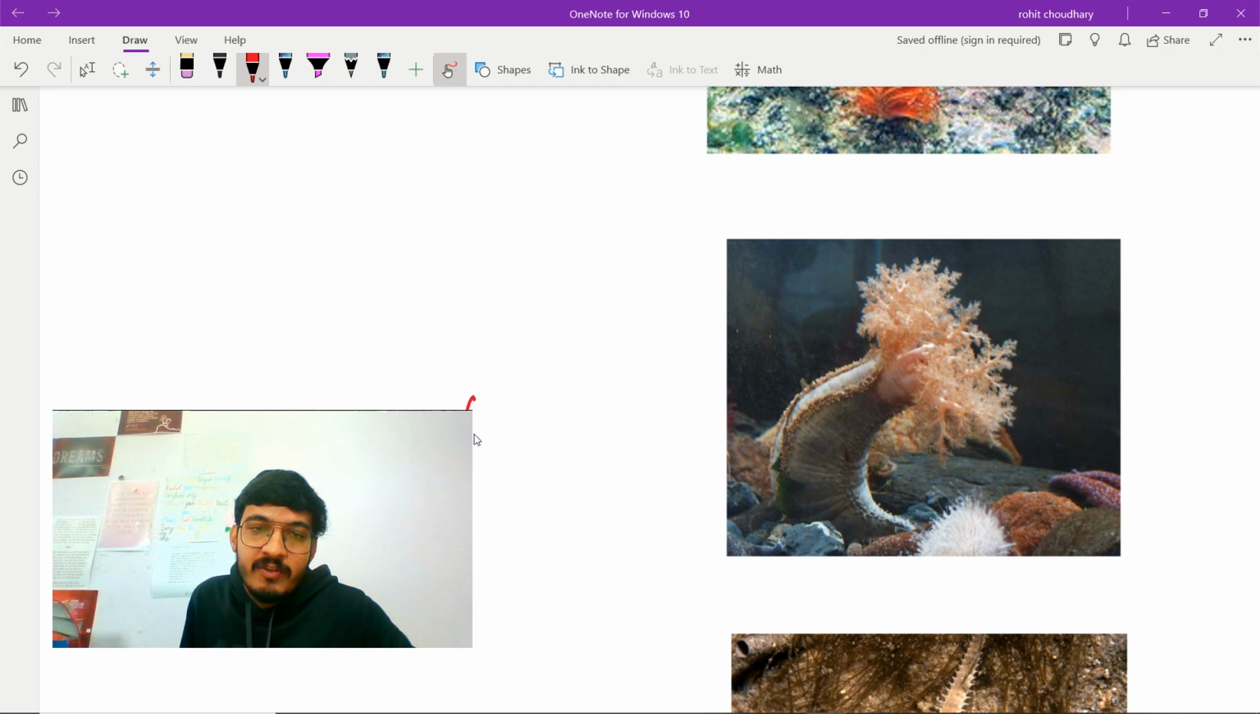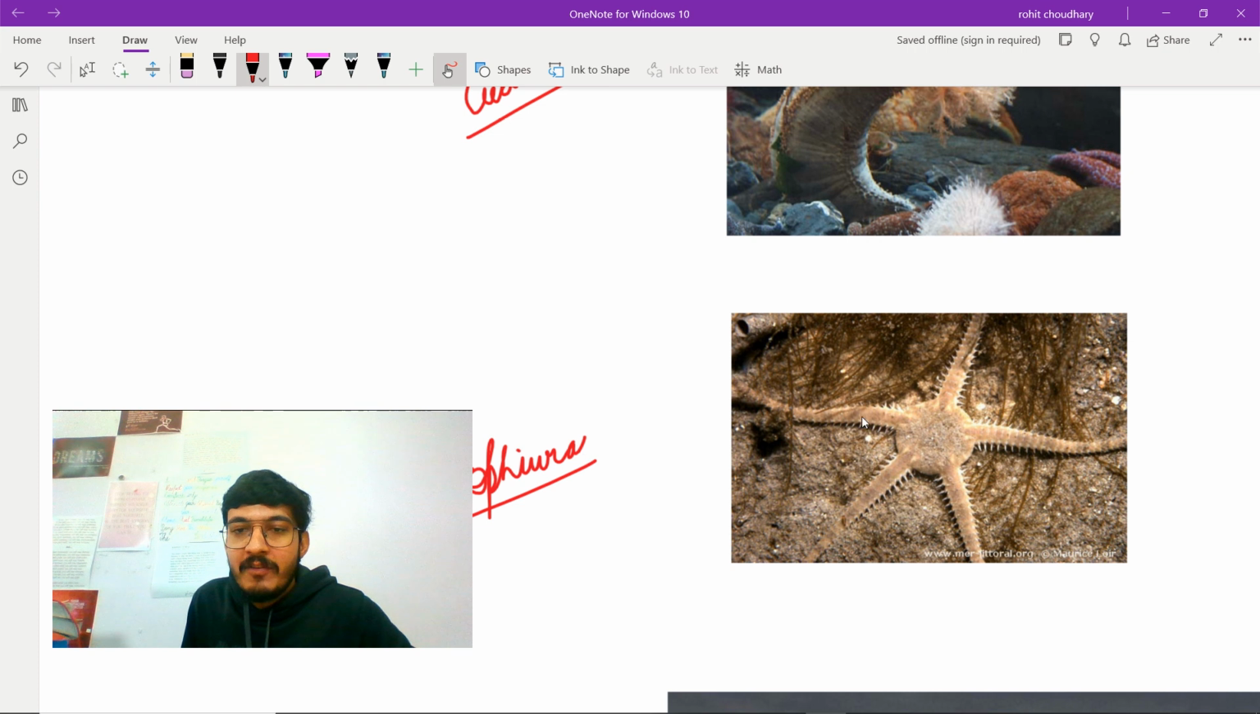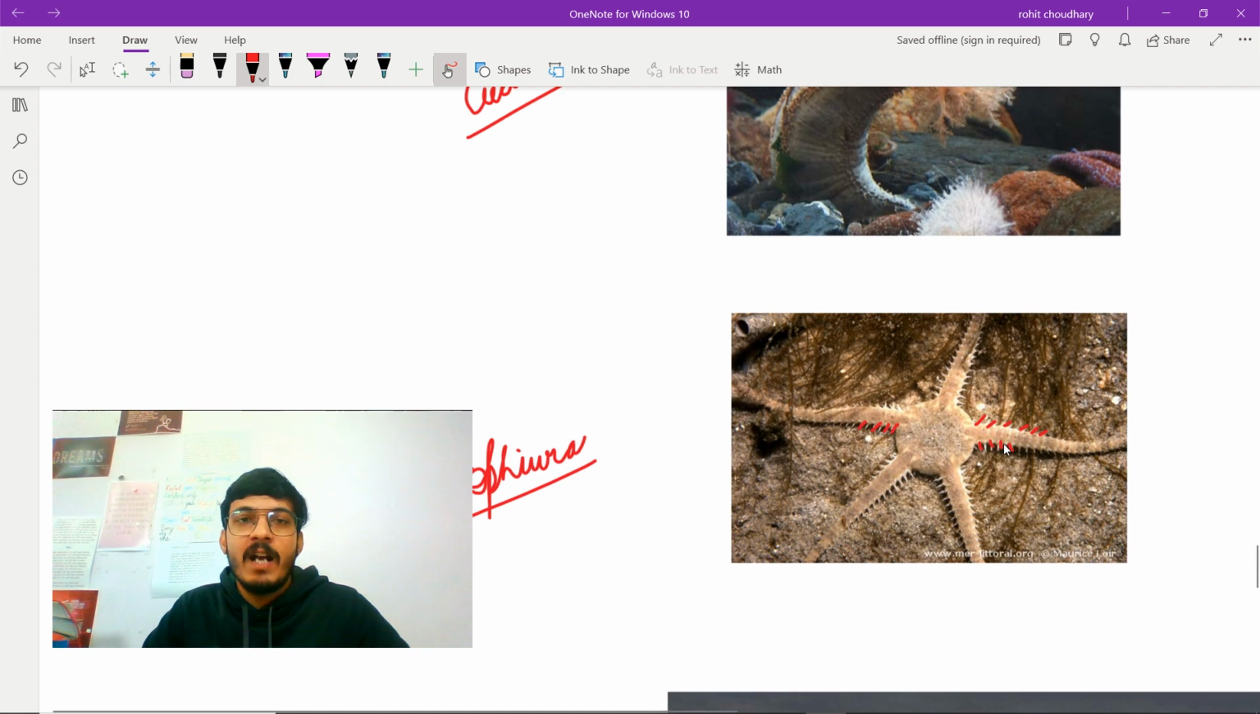This is the picture of Cucumaria. Cucumaria is commonly known as sea cucumber. This is the picture of Ophiura, and it is commonly known as brittle star. And the spines are clearly visible. See how beautifully the spines are visible. So this is all about the phylum Echinodermata.